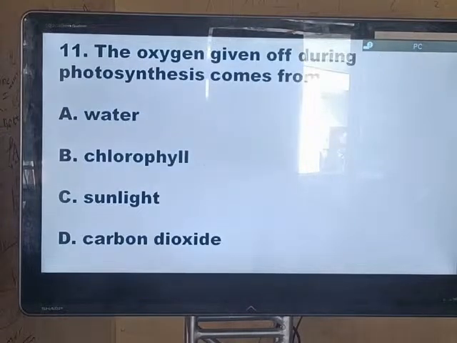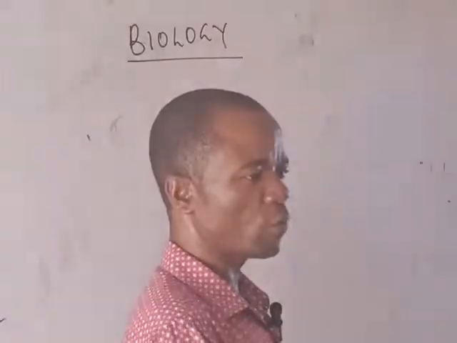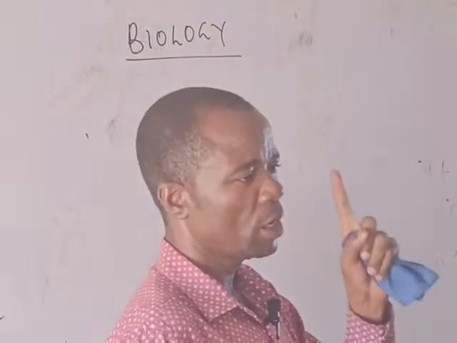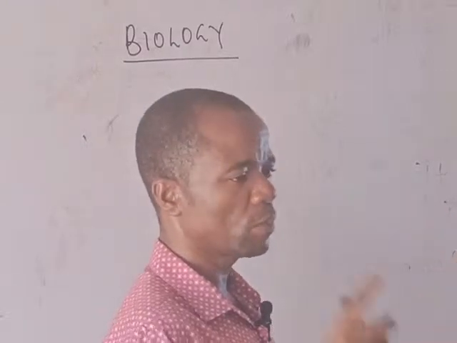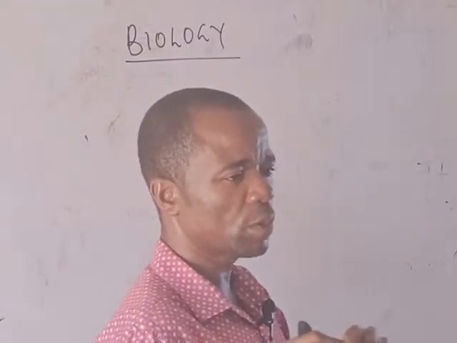The oxygen given off during photosynthesis comes from dash. The other time I was explaining photolysis of water, and I did say that photolysis of water is the process whereby a water molecule is broken down into hydrogen ion H plus and hydroxide ion OH minus.